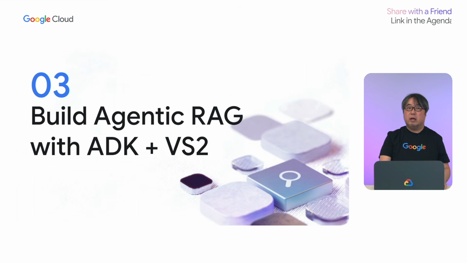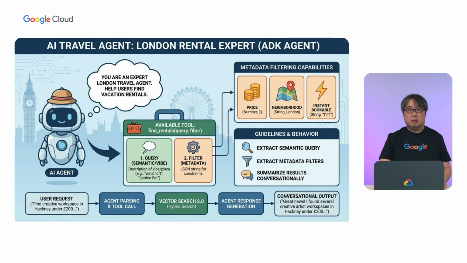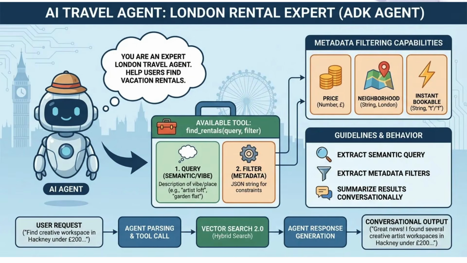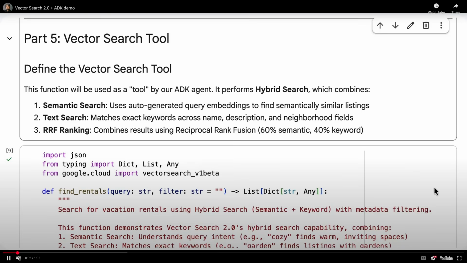Lastly, I'd like to show how you can build an agentic RAG system by combining the ADK and VS2. In this case, we'd like to use this scenario, an AI travel agent, that uses 2000 London Airbnb listings, and ADK as a reasoning layer on top of VS2 for agentic search. What do you mean by agentic? Agentic means it has reasoning functionality that decomposes the user request into the hybrid search query and the filter conditions, and calls VS2 as a tool. Let's take a look at the demo.